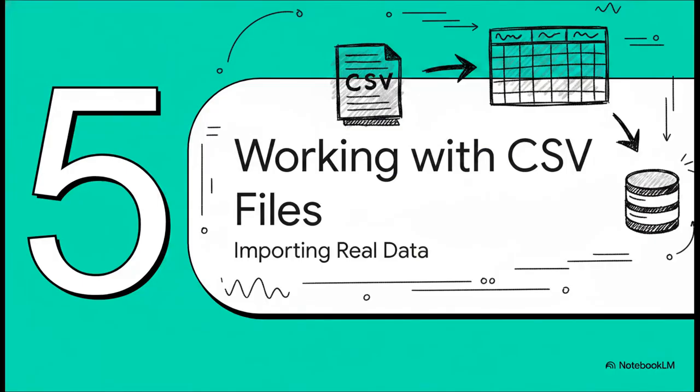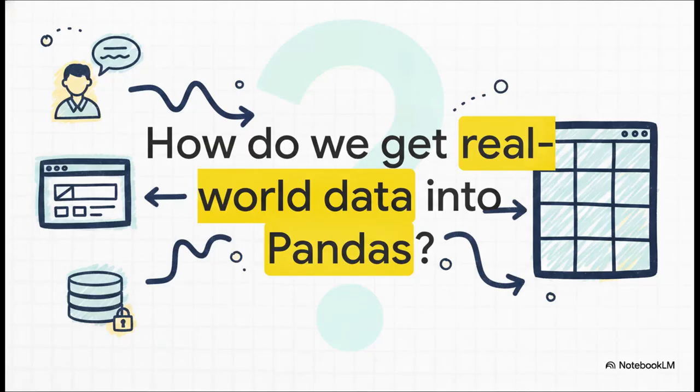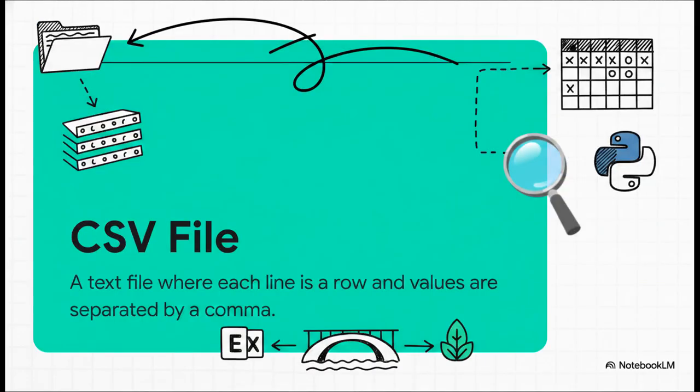Finally, let's wrap things up with section 5, working with CSV files. Because, let's be honest, all these fancy data frames aren't really very useful if they only exist in theory. It brings up the ultimate practical question of the chapter. How do we actually get real-world data, stuff from your boss, a random website, or some legacy database, into Pandas so we can finally get to work? The answer, almost universally, is the good old CSV file.